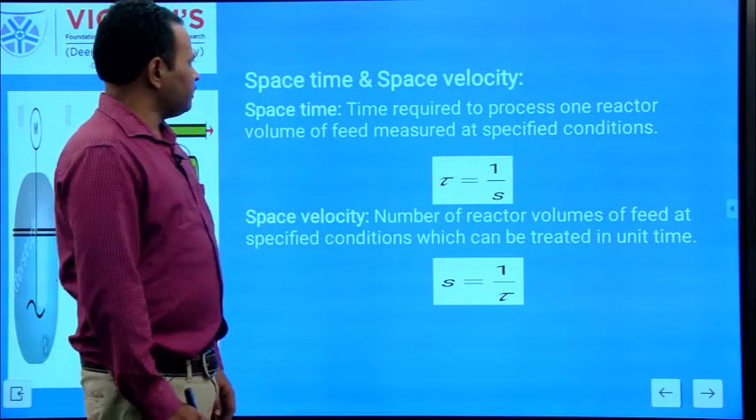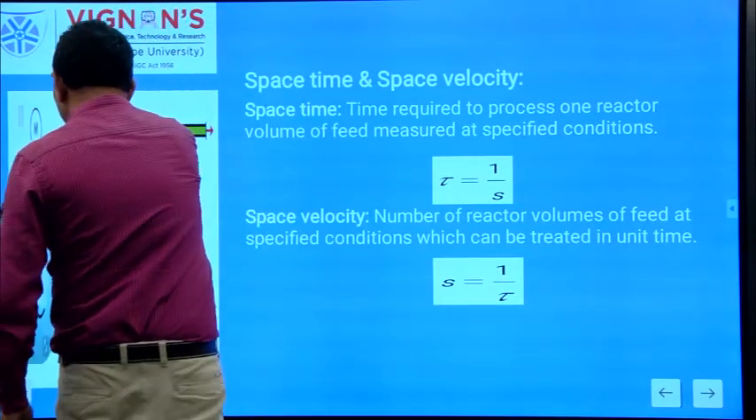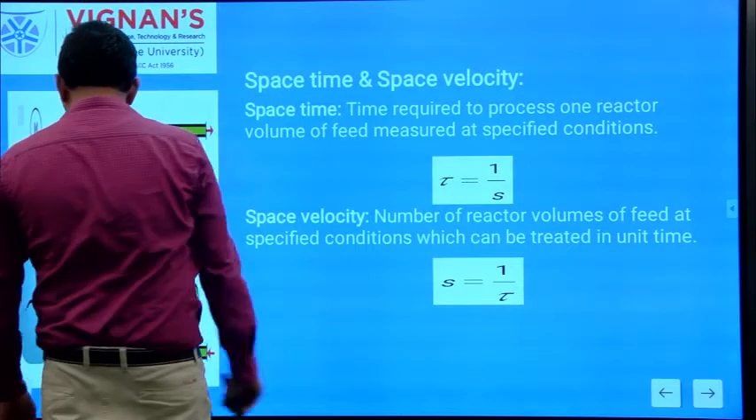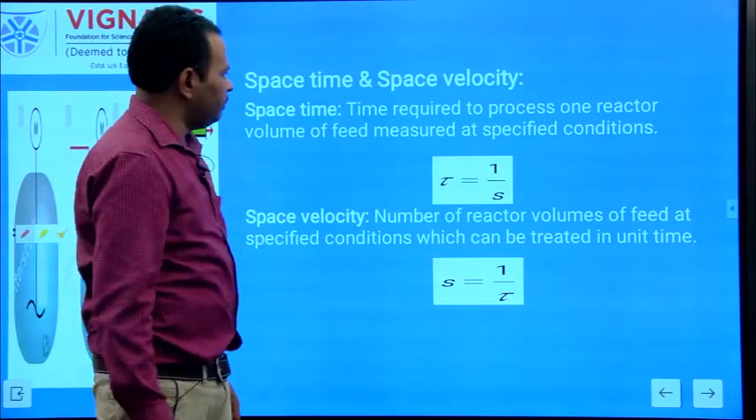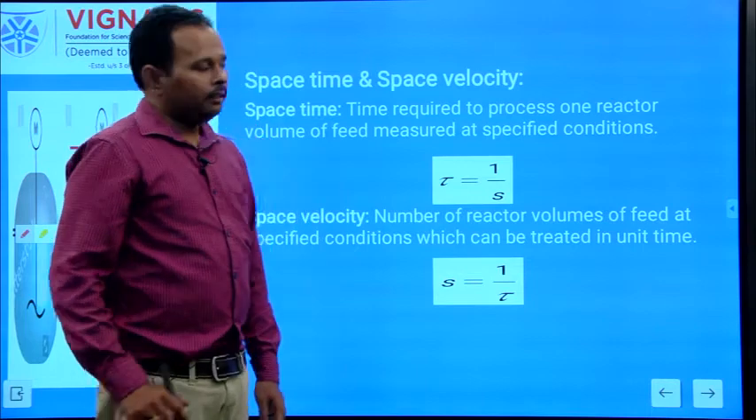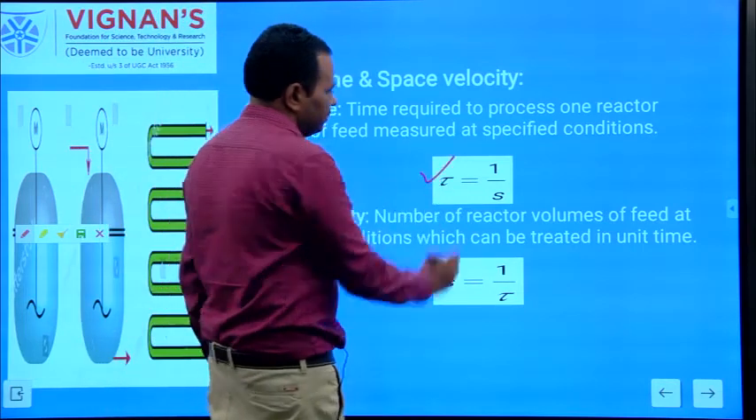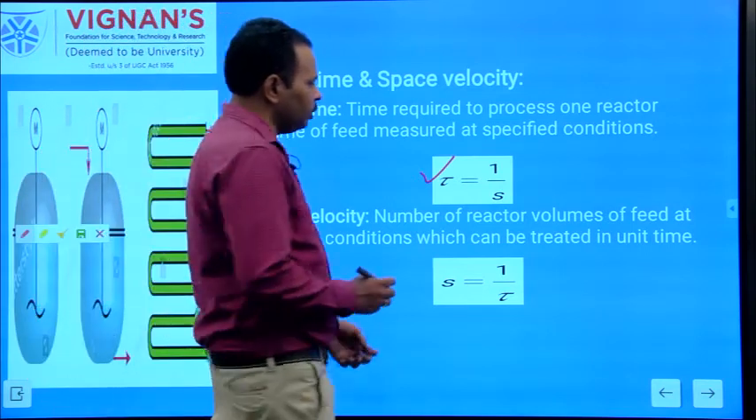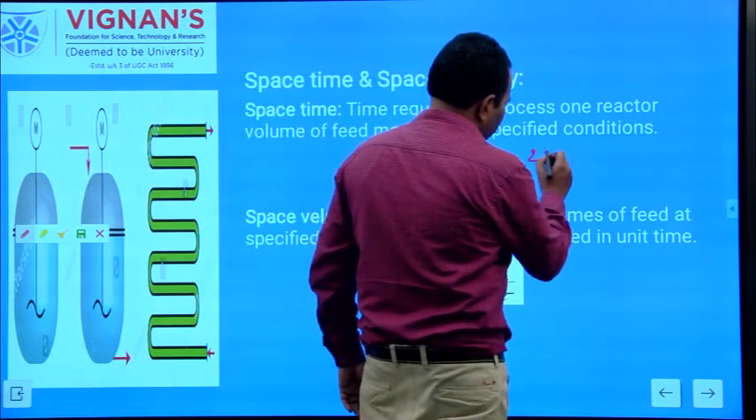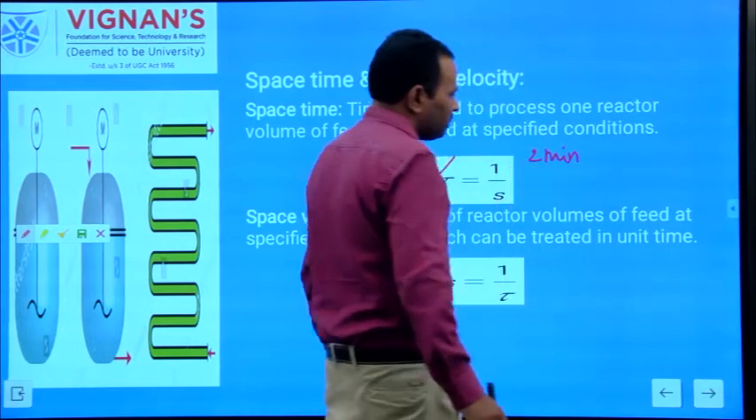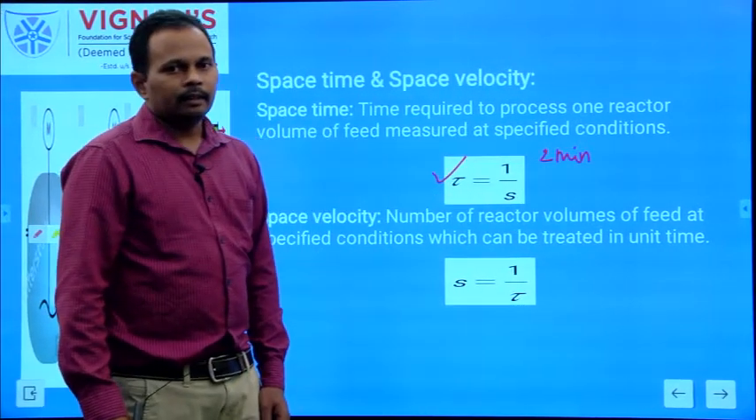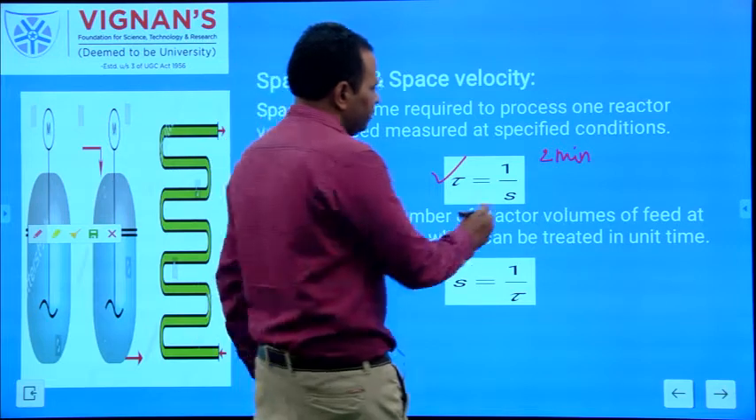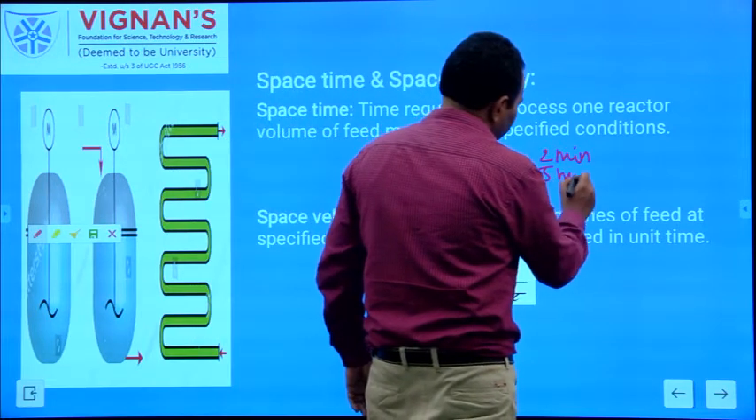So next one, space time and space velocity. Space time is the time required to process one reactor volume of feed measured at specified conditions. Space time tau is equal to 1 by s. Suppose I say a space time of 2 minutes. That means in 2 minutes we can process one reactor volume of feed. Suppose I say a space time of 5 minutes, then in every 5 minutes we process one reactor volume of the feed.